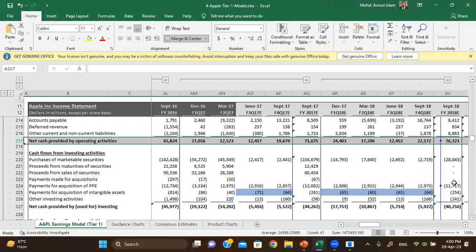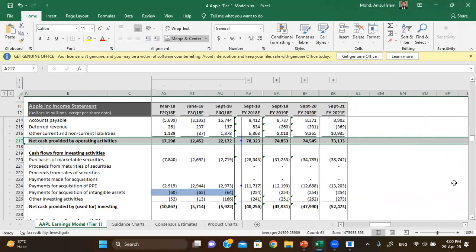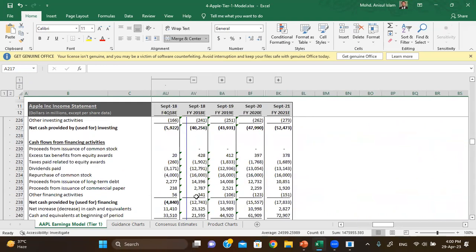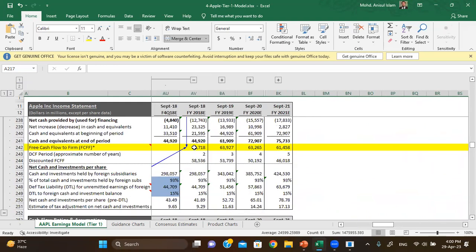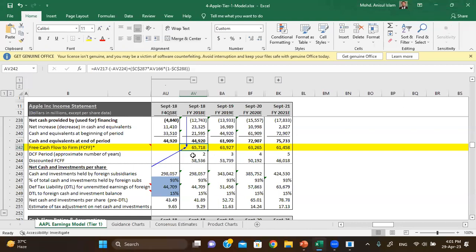So let me show you the calculation in the sheet so that you will feel comfortable. I have taken this one, free cash flow to the firm. Okay. Now it starts with what? AV 217, right? So what do you expect? What is it? Any guess? Any guess?